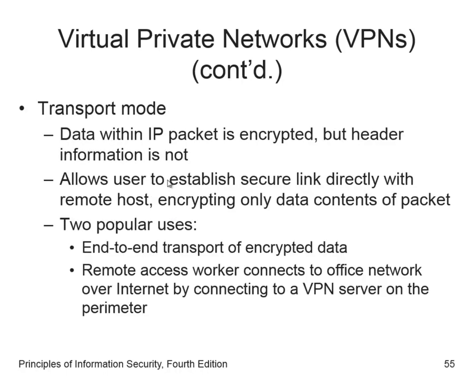In transport mode, the data within an IP packet is encrypted, but the header information is not. This allows the user to establish a secure link directly with the remote host, encrypting only the data content of the packet. There are two popular uses for transport mode VPNs. The first is the end-to-end transport of encrypted data. In this model, two end users can communicate directly, encrypting and decrypting their communications as needed. Each machine acts as the end node, VPN server, and client.